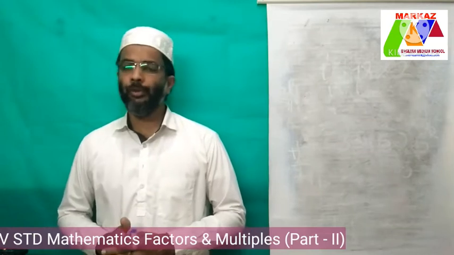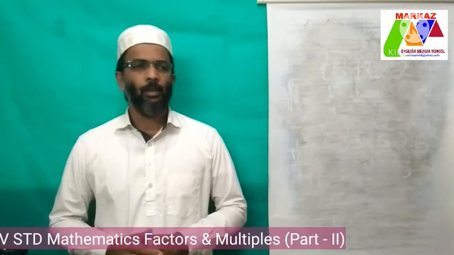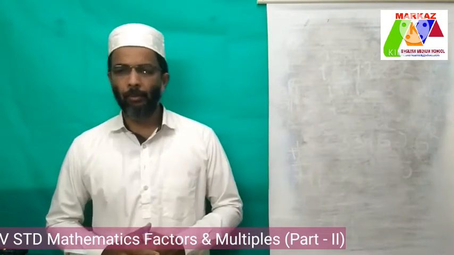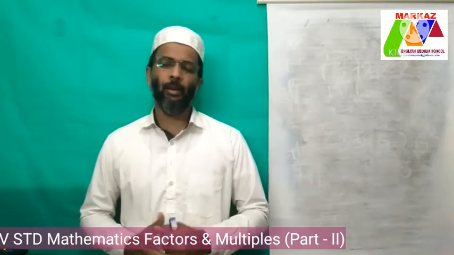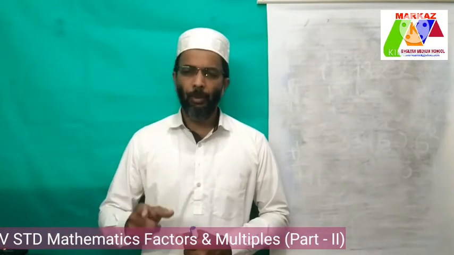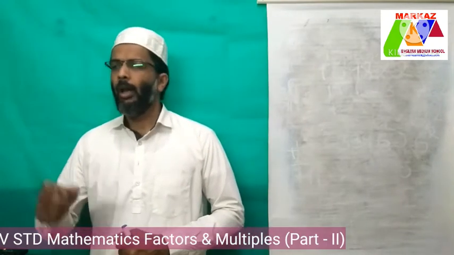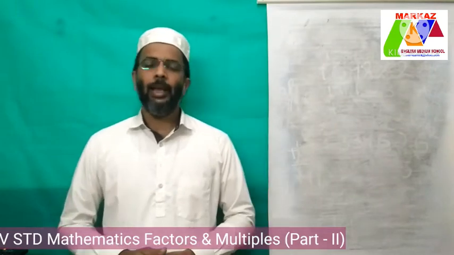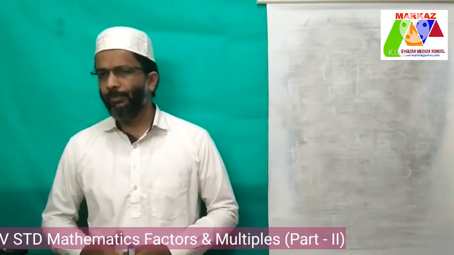Now, let us learn about the different forms of numbers. Even number, odd number, prime number and composite number. Let me explain what each one is.